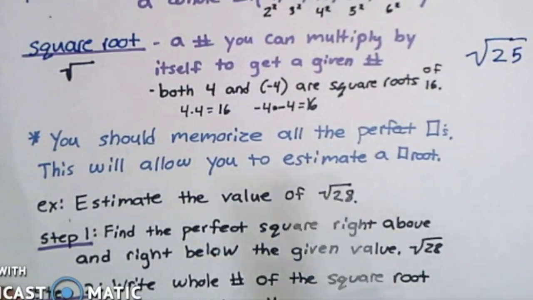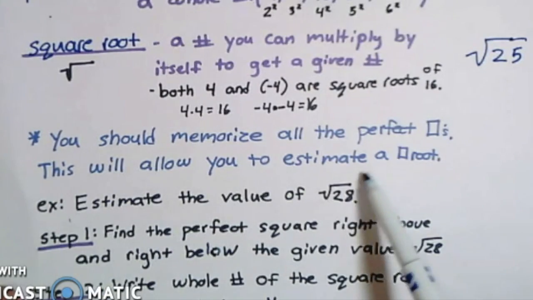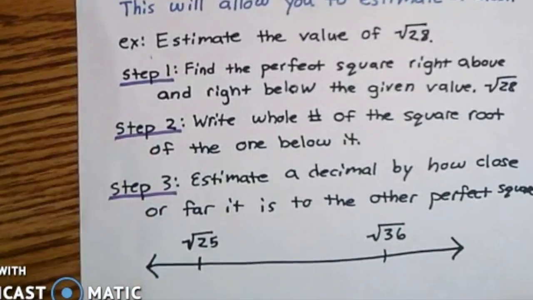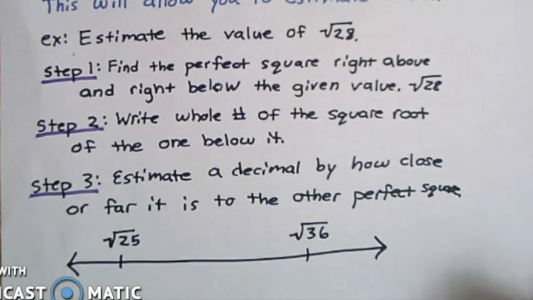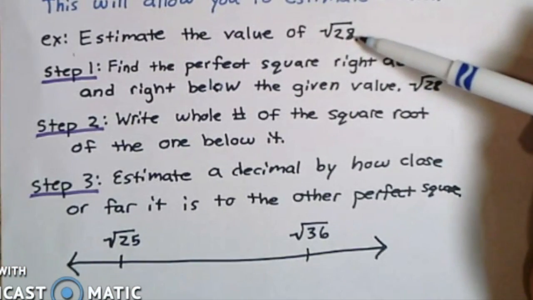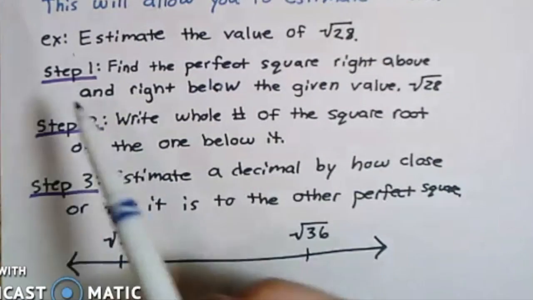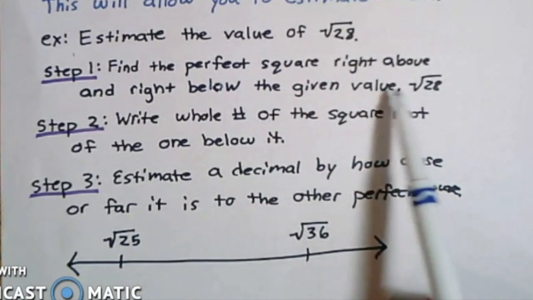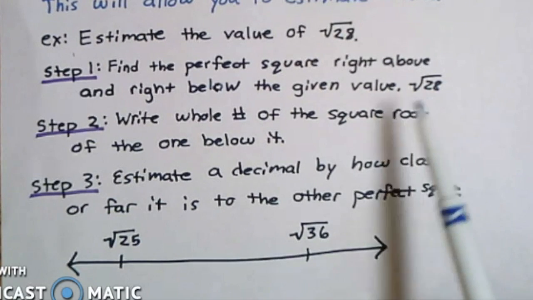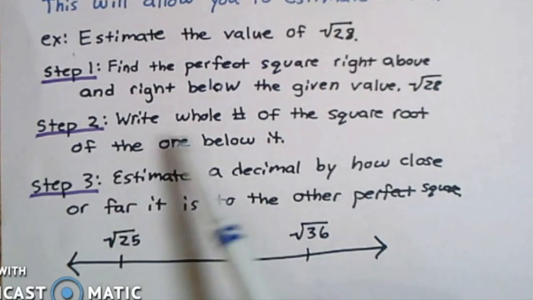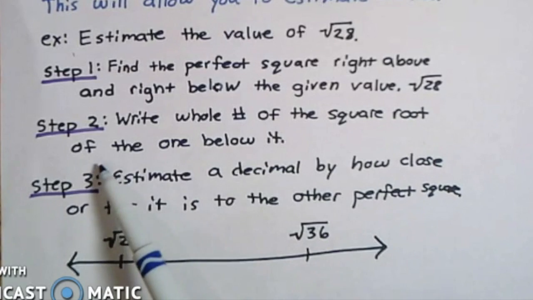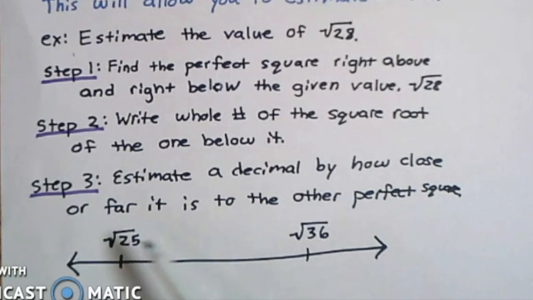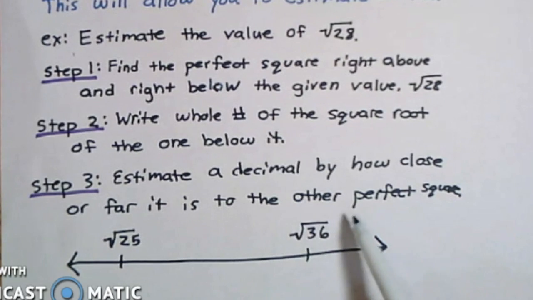You should memorize all the perfect squares. This will allow you to estimate a square root. Let's look at an example. To estimate the value of the square root of 28. Step 1, find the perfect square right above and right below the given value of the square root of 28. Step 2 will be to write the whole number of the square root of the one below it. Step 3 is to estimate a decimal by how close or how far it is to the other perfect square.